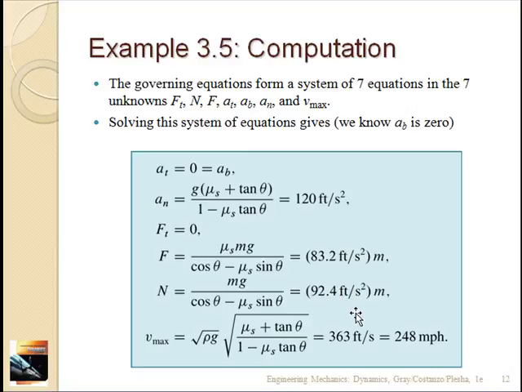N turns out to be 92.4, and then times M. We didn't find the mass of the car, so we don't know the force, but 83.2 times M will give us that force. So F is 83.2 times M, N is 92.4 times M. We can just eliminate M from that, and we don't have to know the mass of the car. So putting this all together, we find the maximum velocity allowed without slipping is the square root of rho g times this big ugly square root, which gives us 363 feet per second or 248 miles per hour.